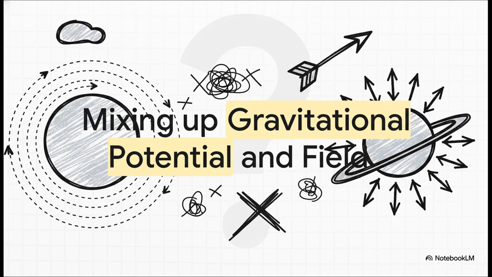Gravitational potential and gravitational field. They sound similar, don't they? But in physics, they are worlds apart. One's a scalar, the other's a vector. Confusing them can send your calculations and your marks off in a completely wrong direction.